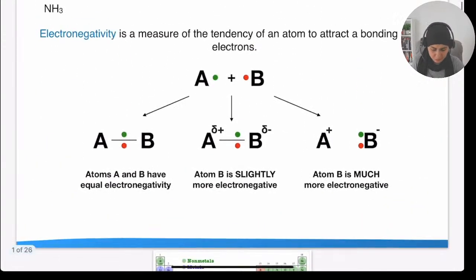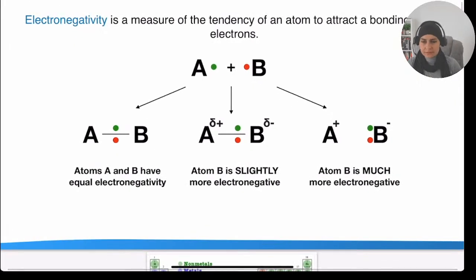Now, the type of bonding, whether you get ionic or covalent bond, would depend on electronegativity difference. If the electronegativity difference is small, which means that you would have two nonmetals which are the same, for example H and H, H2, then the bonding pair would be exactly in the middle, because electronegativity is the measure of the tendency of an atom to attract the bonding pair of electrons.